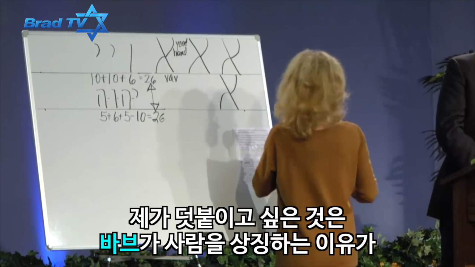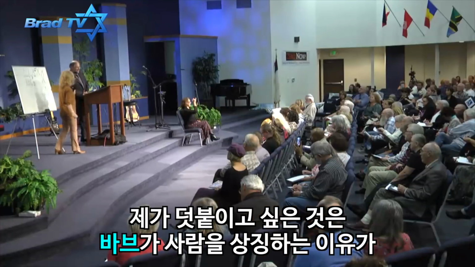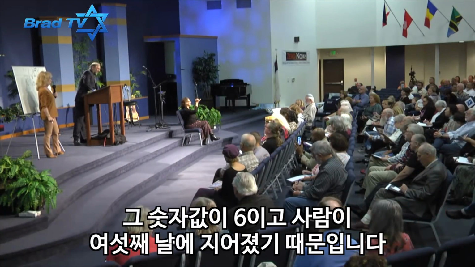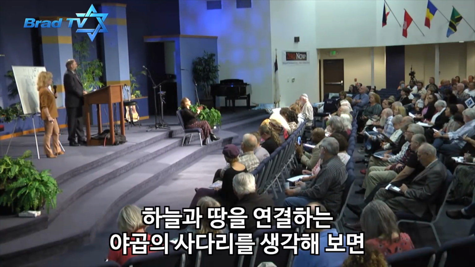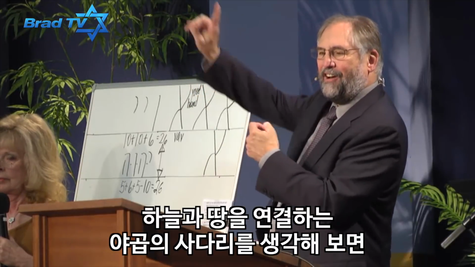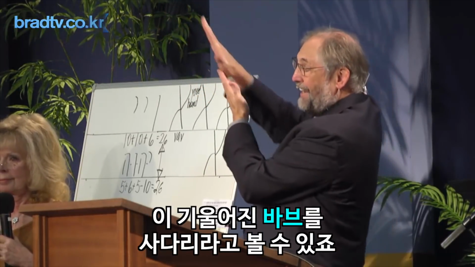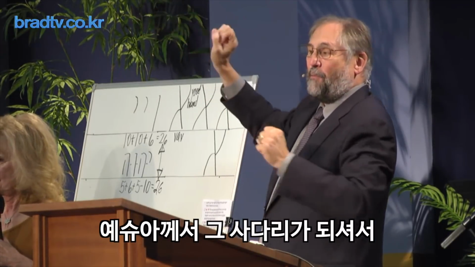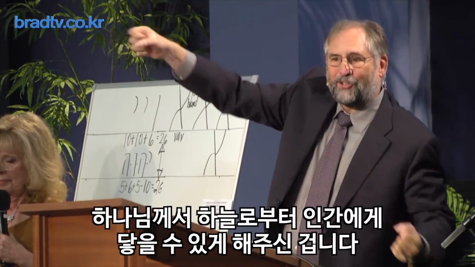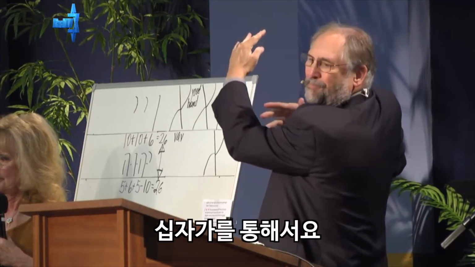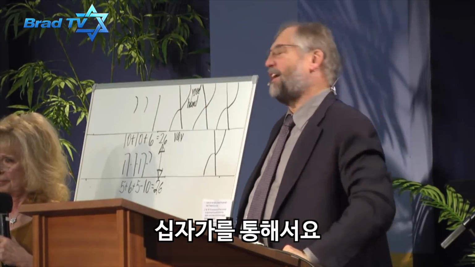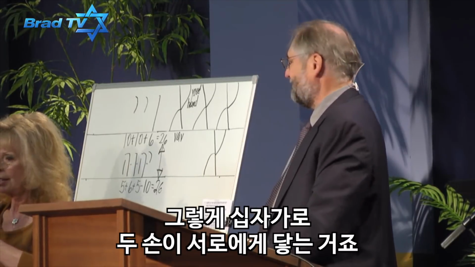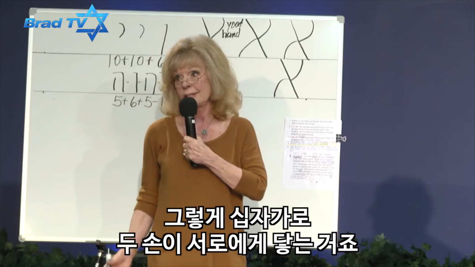And then I'll add this. The reason why the Vav represents man is because the Vav is the sixth letter. Man was created on the sixth day. And when you think of Jacob's ladder connecting heaven and earth, think of that slanted ladder as the Vav. Yeshua is that ladder where God is reaching down to man. It is only through the cross, as we reach up, that letter Vav, that we can reach God. Thus the two hands reaching to each other, connected by the cross.